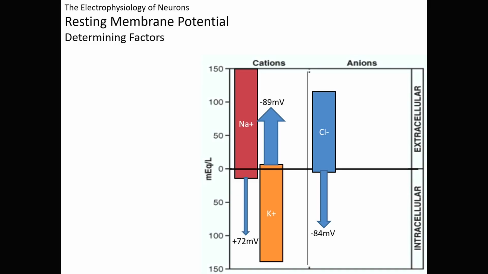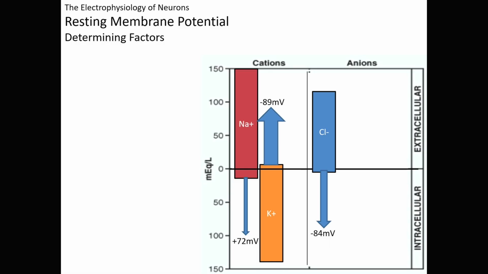Okay, so we'll roll on here. We were talking about resting membrane potential in the lecture yesterday, and we got to this slide. What we said is, we've got these three major ions contributing to the resting membrane potential. We noted how each has a different equilibrium potential it's trying to get to. So sodium is trying to get to positive 72, potassium to negative 89, and chloride to negative 84.